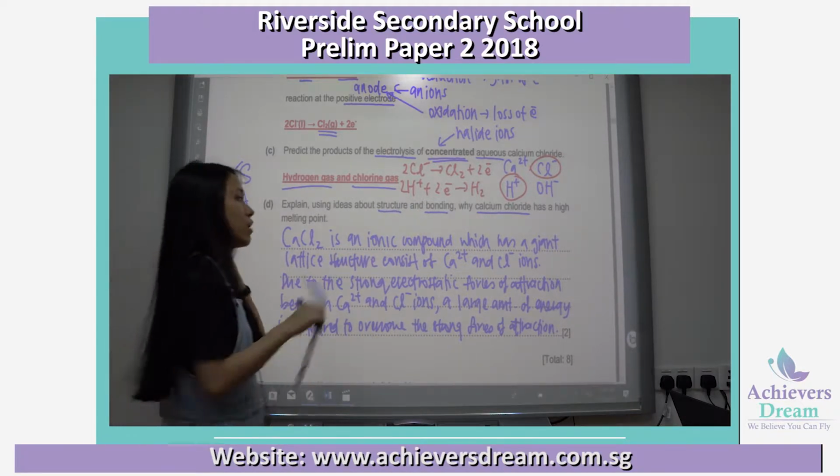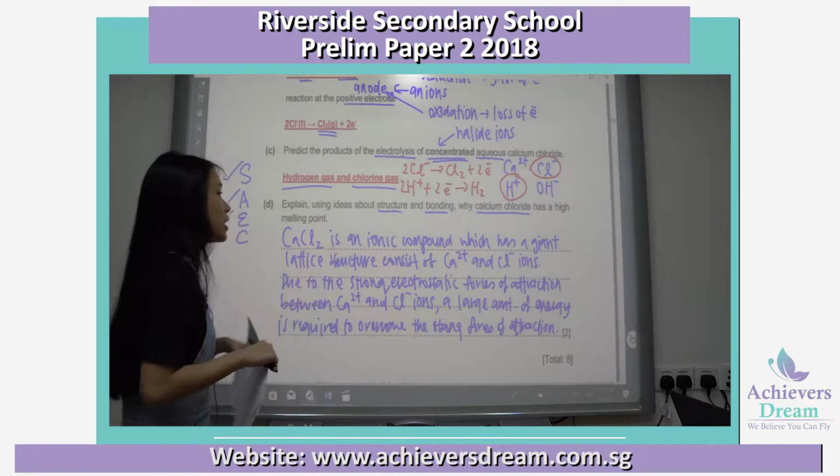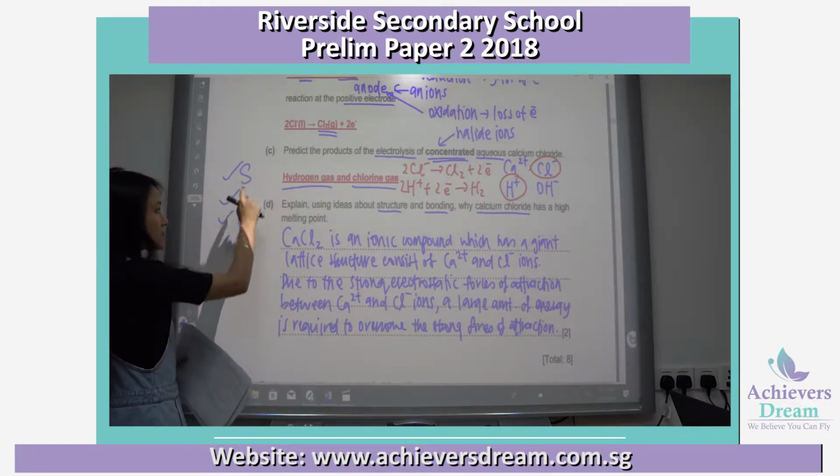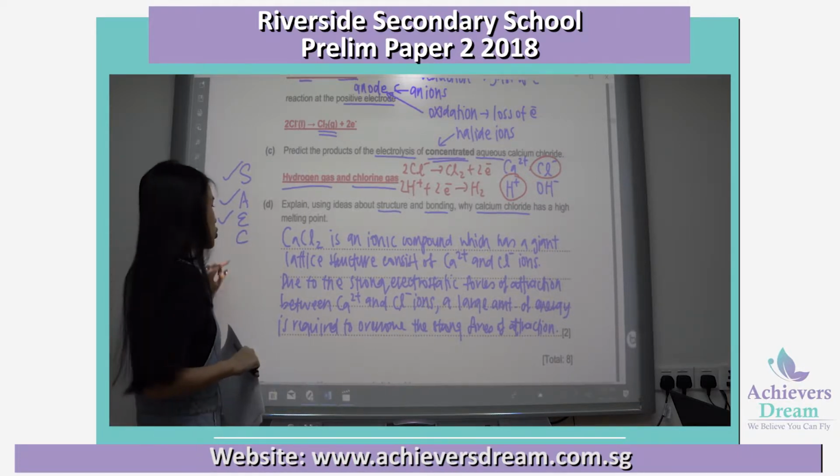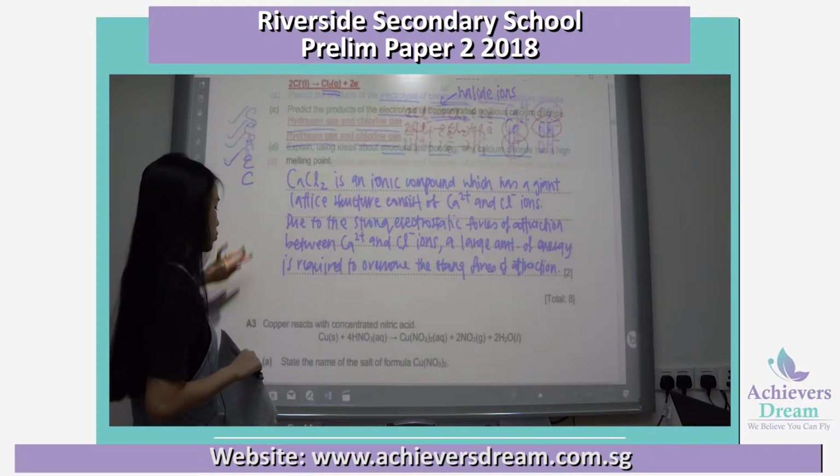So whenever you encounter this kind of question on bonding, it is important for us to remember SAEC, where S refers to the structure, A refers to the attraction, E refers to your energy, and C is the conclusion.